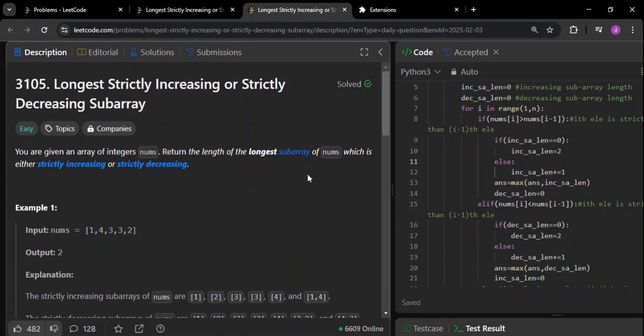Longest subarray of nums which is either strictly increasing or strictly decreasing. So you have to consider two cases. Either it can be strictly increasing or it can be strictly decreasing. And it has to be the longest one. Since you have to return only one answer, that's why they're asking you for the longest one. We'll go through example number one.